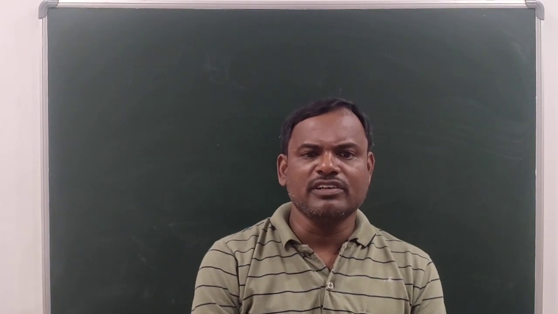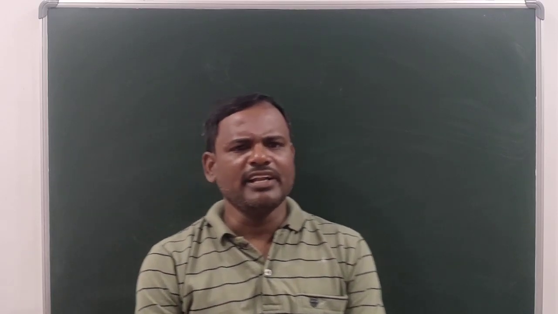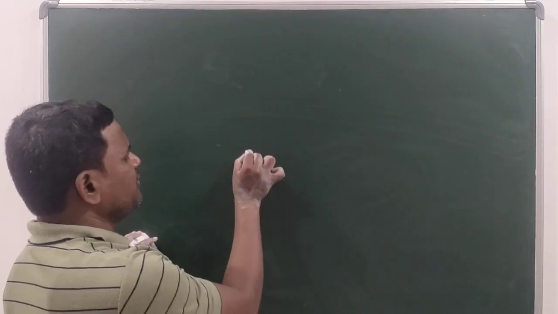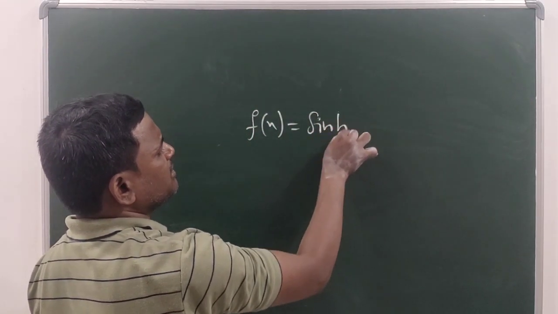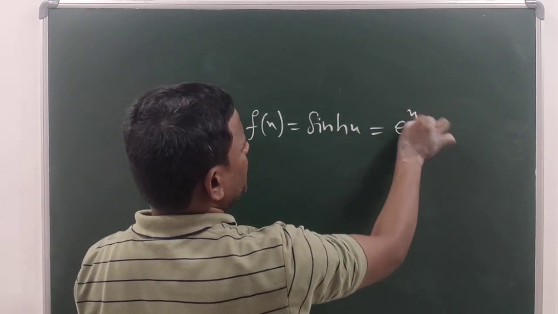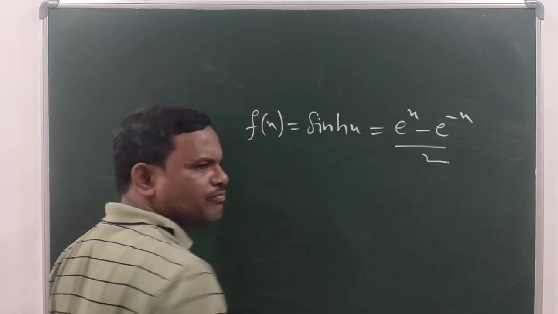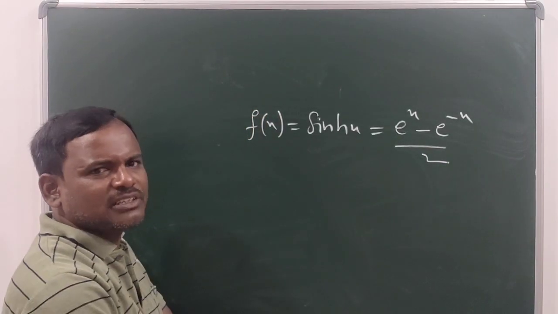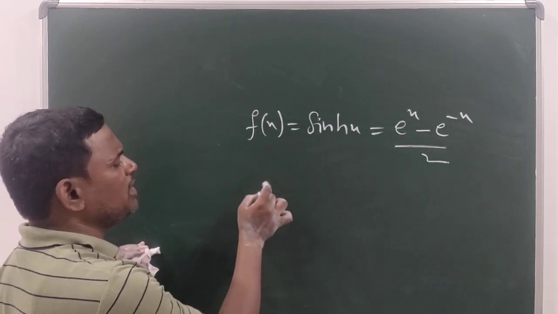Till now we discussed 3 hyperbolic trigonometric functions. What are they? Sin hx, cos hx, tan hx. So sin hx we have defined like this: f of x is equal to sin hx is equal to e power x minus e power minus x by 2. Is this an even function?